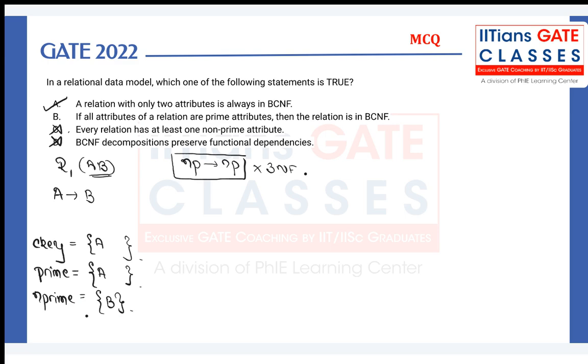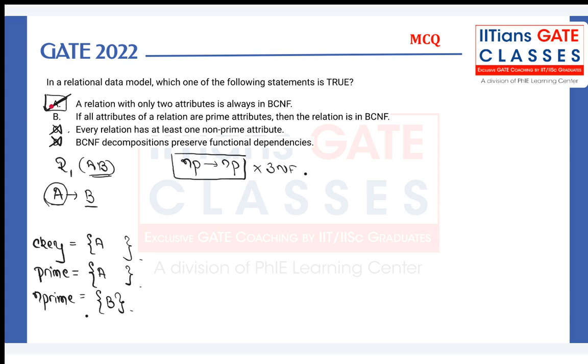Is it in 3NF? Is there a non-prime to non-prime functional dependency present? No, right? It's in 3NF. This is a prime attribute, this is a non-prime attribute, but it's not non-prime to non-prime. It is prime to non-prime, which is okay. Is the LHS of it a super key? So that's why option A is correct. We find every relation with only two attributes will always be in BCNF. Is it clear, everyone?